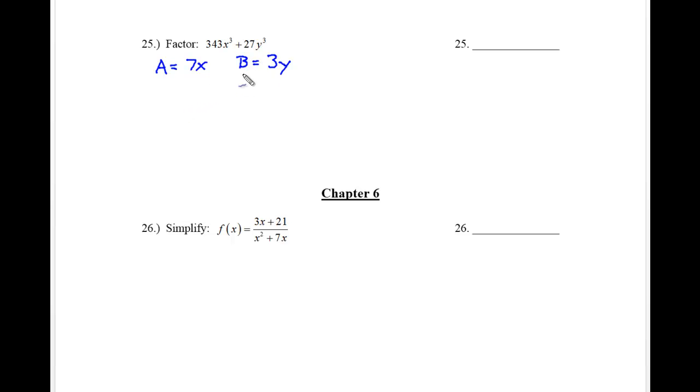Now these first two terms, this a and b, make my first binomial in my answer, 7x plus 3y. Now the actual SOPs part, or the reason why I call it SOPs, is because it's the square of the first term, so it's 7x quantity squared.